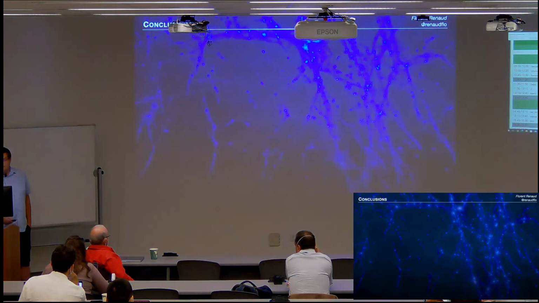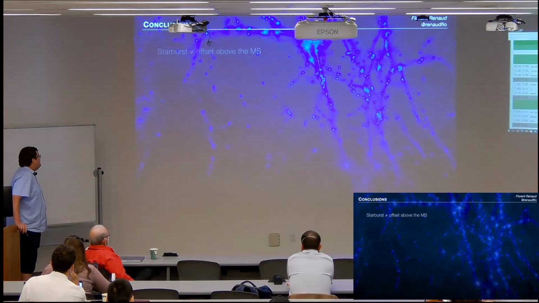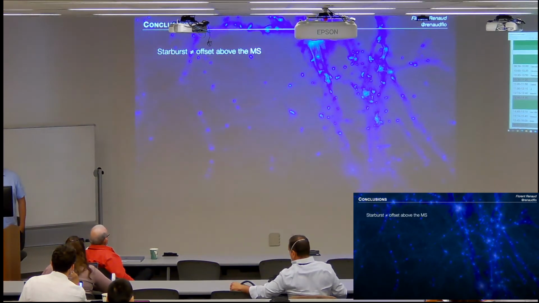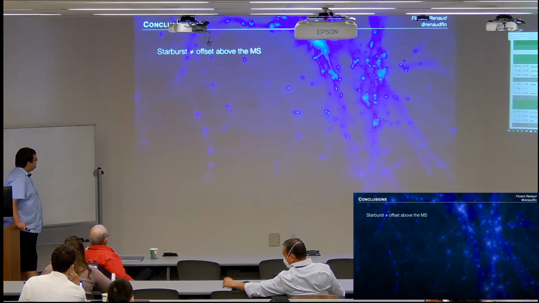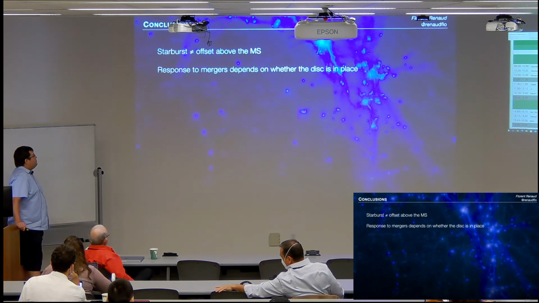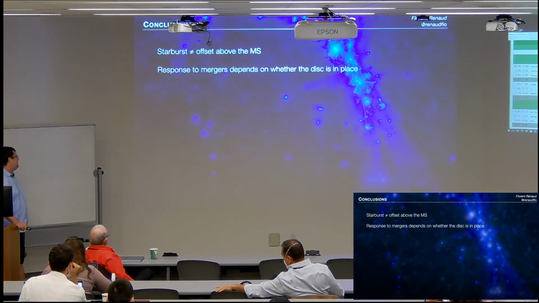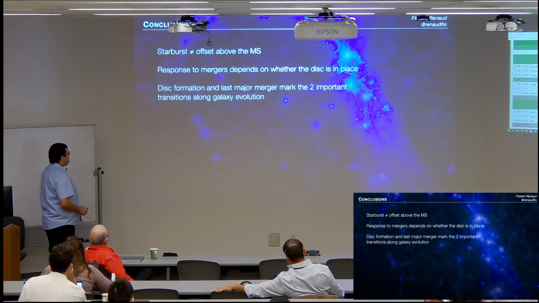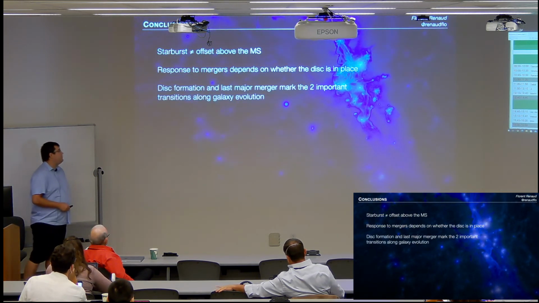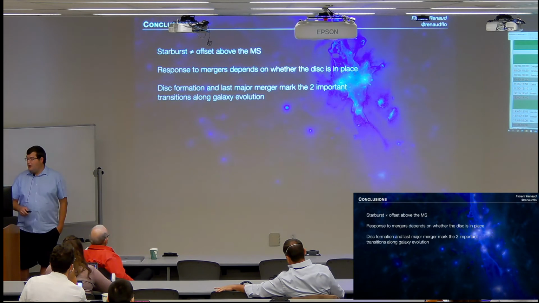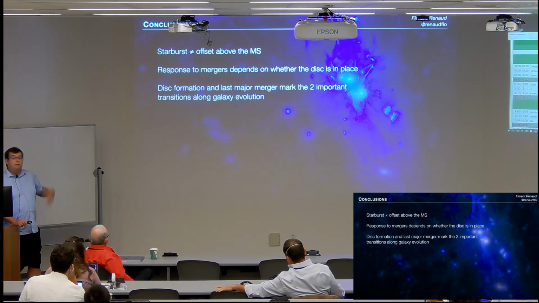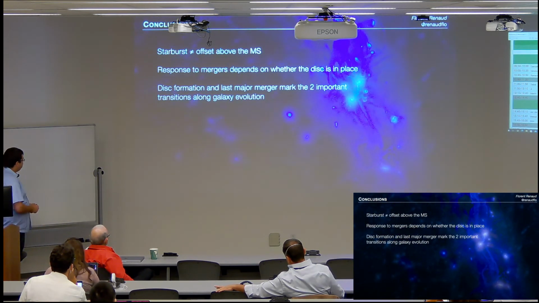So, time to conclude. What I've told you today is that starburst is not the same as an offset above the main sequence. The response to mergers depends on whether the disk is in place. And again, Alvaro will tell you much more about that this afternoon. The disk formation and the last major merger mark two important transitions along galaxy evolution. I would say the third one is quenching.